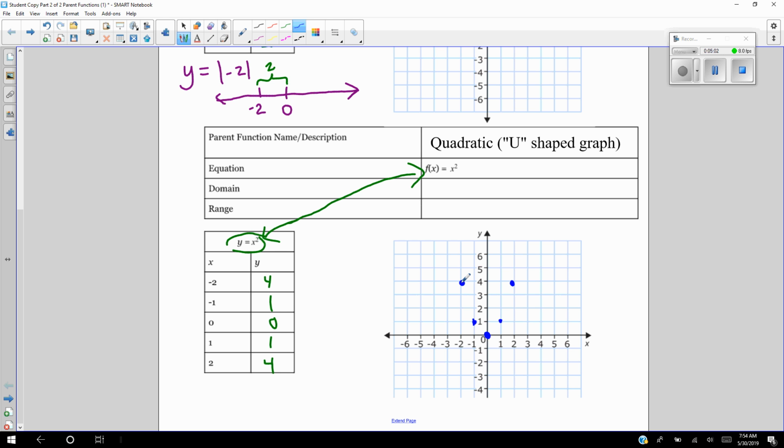The big thing with this graph is notice it doesn't quite have a point to it like the absolute value does. It's increasing at a little bit more of an exponential rate on both ends, so it's more of a U shape instead of a V shape. It's really important you distinguish between those two shapes when you're graphing these on your assignments.